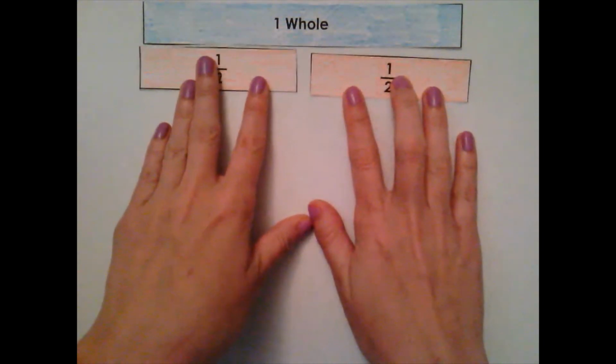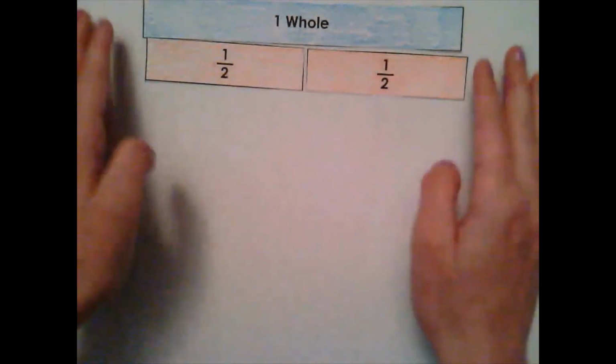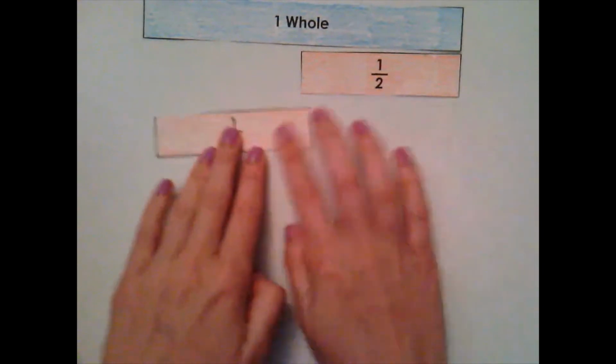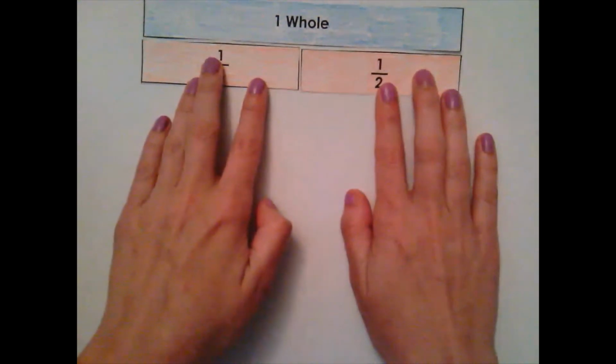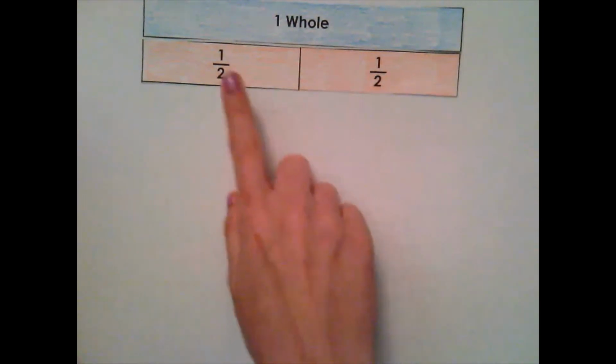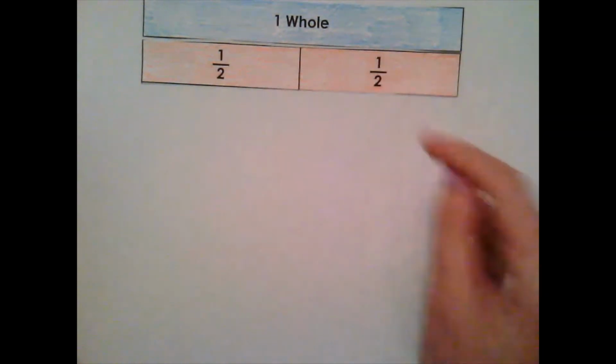If we look, we put this one right here, and it adds up to the same shape. And these pieces are the same size. That means they are fractions. If I break it into 2, I have 2 equal pieces. This would be 1/2 and 1/2.